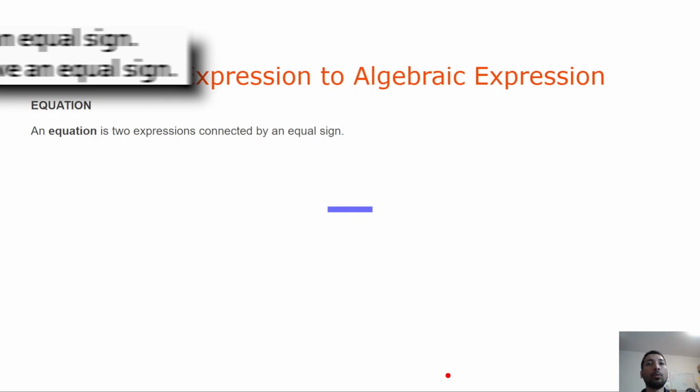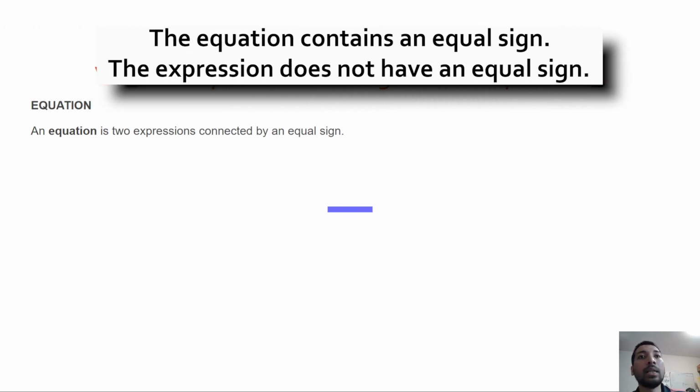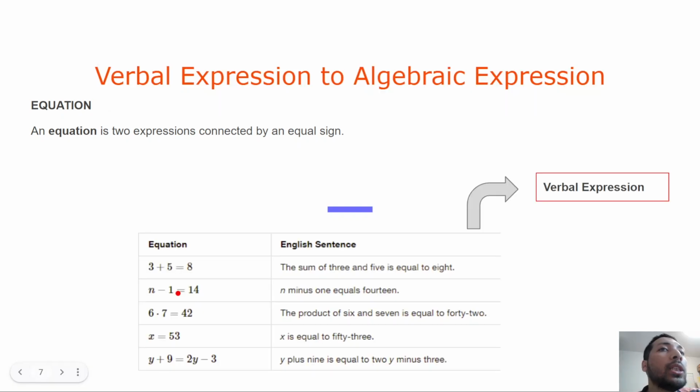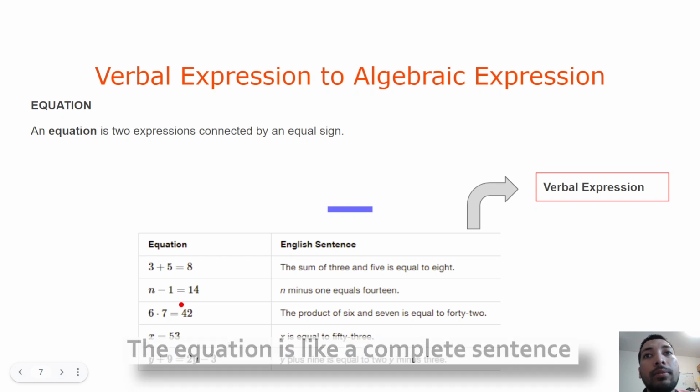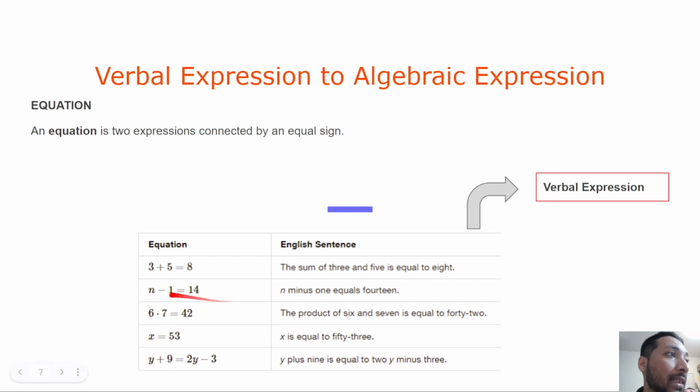Up next, we have an equation. Now, an equation is when two expressions are connected by an equal sign. In English, if you analyze the difference between a phrase and a sentence, we can clearly see that a phrase expresses a single thought that is incomplete by itself, but a sentence makes a complete statement. Here we can see that 3 plus 5 equals 8. The English sentence is the sum of 3 and 5 is equal to 8. This is expressing a complete statement.